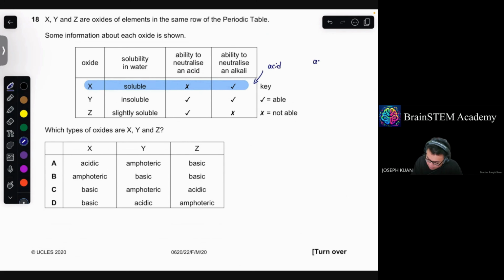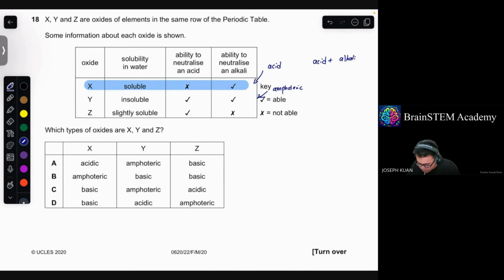Okay, only acid reacts with alkali. Alkali doesn't react with alkali in terms of neutralization reaction. And then for Y, it is able to neutralize an acid. Simultaneously, it is also able to neutralize an alkali, which means that it has both properties at the same time, which means that Y is actually an amphoteric substance. Okay, amphoteric means that it has both acidic and basic properties. Although the more accurate definition is the ability to neutralize an acid and an alkali at the same time.